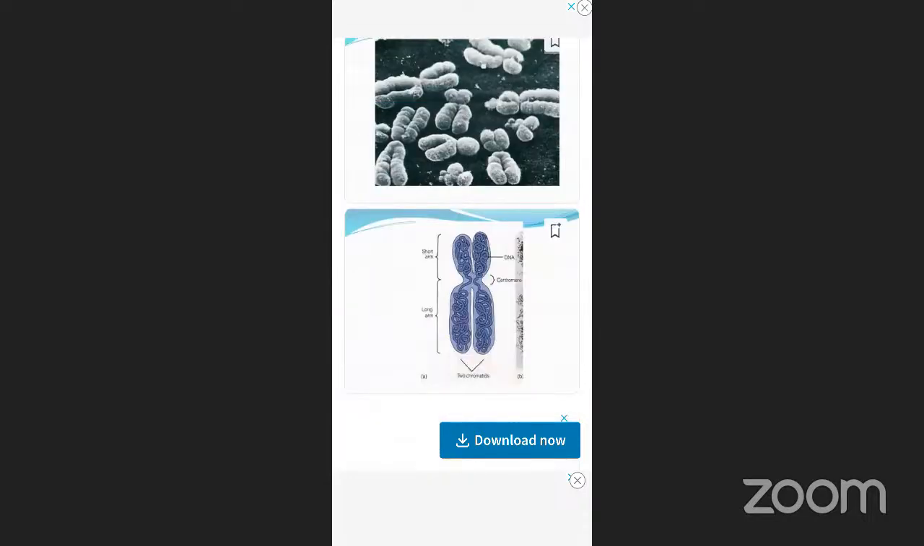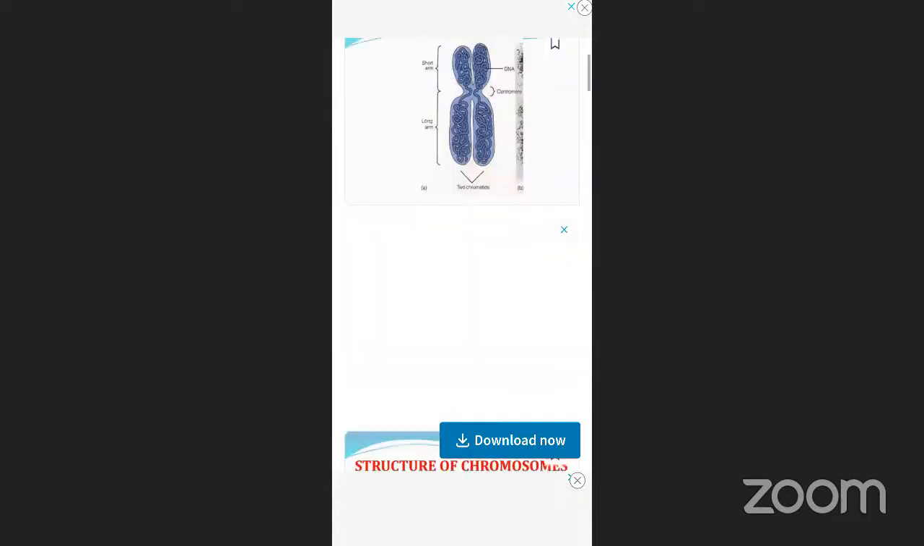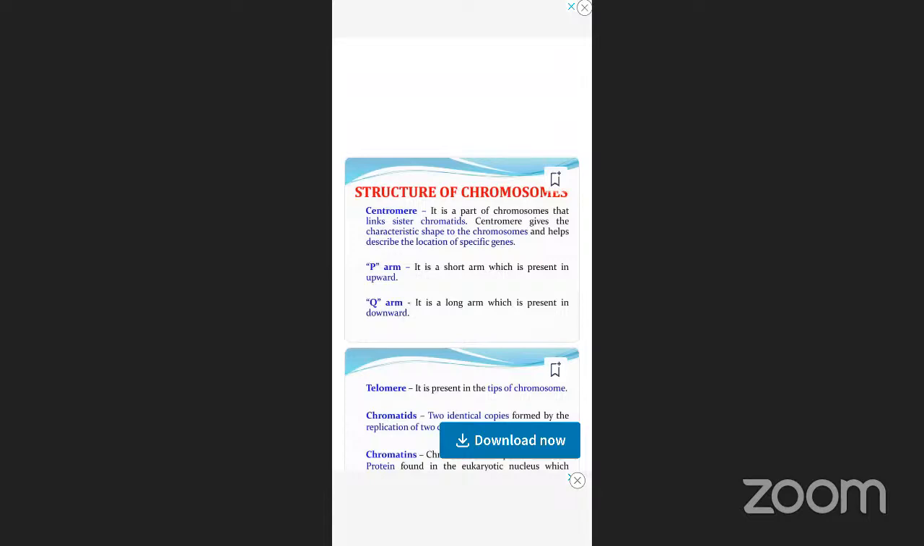These are the two arms and two chromatids. The short arm, and next the long arm. These are the two chromatids, attached in between by the centromere. What is the structure of the chromosome? The centromere is the part of the chromosome that links sister chromatids. It gives the characteristic shape to the chromosome and helps to describe the location of specific genes.